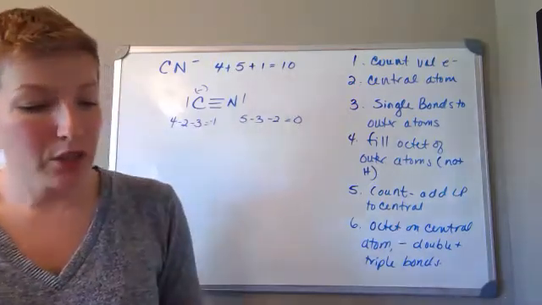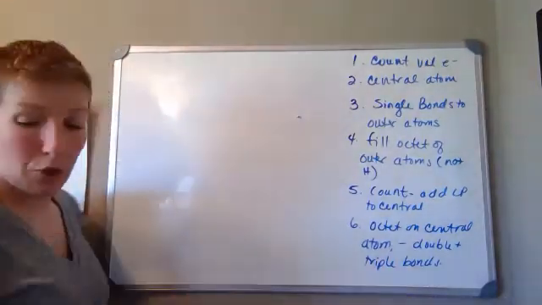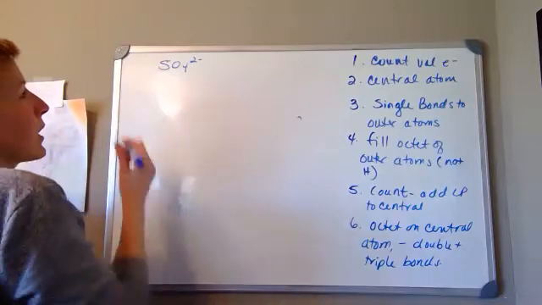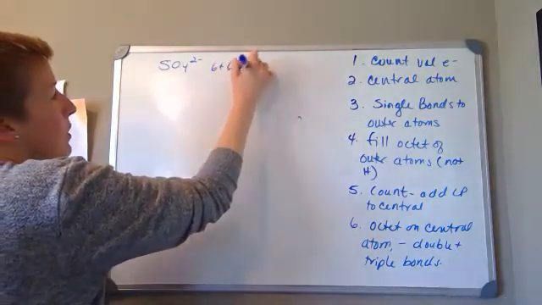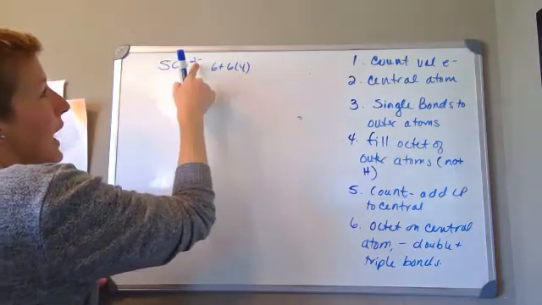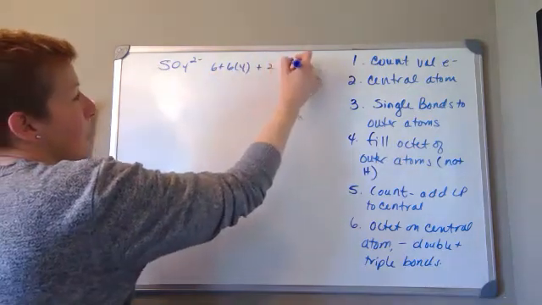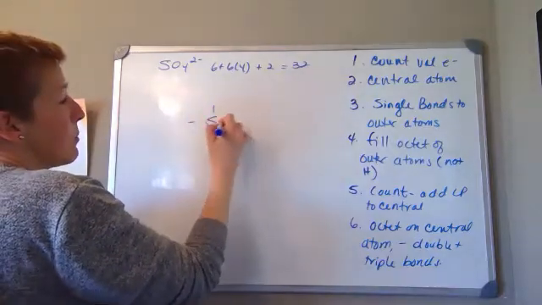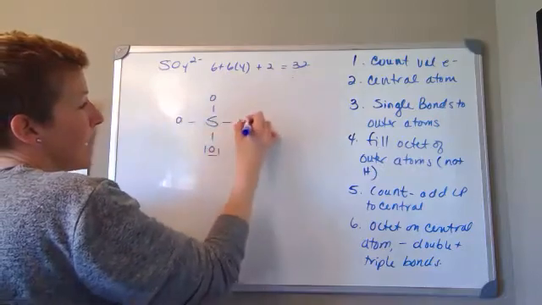Okay, so let's go to sulfate. So SO4 with a 2 minus. Okay, so we have sulfur with 6 plus 6 times 4, right? Because there's 6 electrons on each oxygen and there's 4 of them, and then plus 2. So we have 24, 30, 32. Our central atom is going to be our sulfur, single bonds to our outer atoms. We're going to fill their octet.